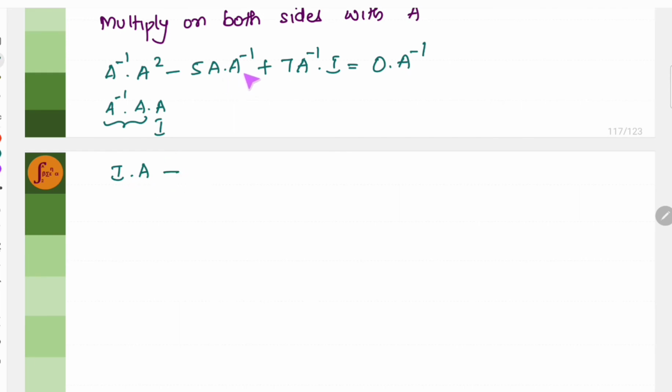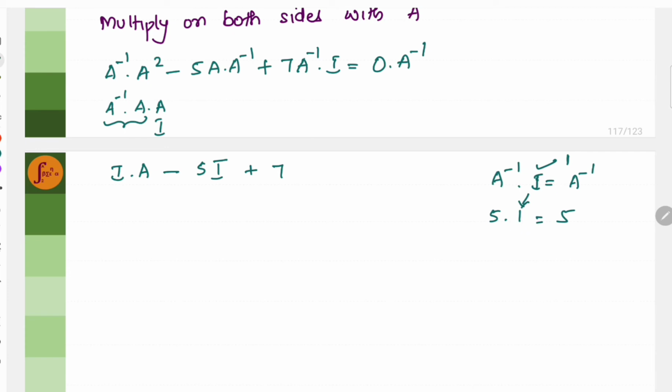Then A into A inverse is I. So 5I plus 7 A inverse into I. There is a property that A inverse into identity is A inverse itself. This is like telling 5 into 1 is 5. So this I is something like 1. When you multiply I with any matrix, you will get the matrix itself as the result. So I is like 1 here. So 5 into 1 is 5.